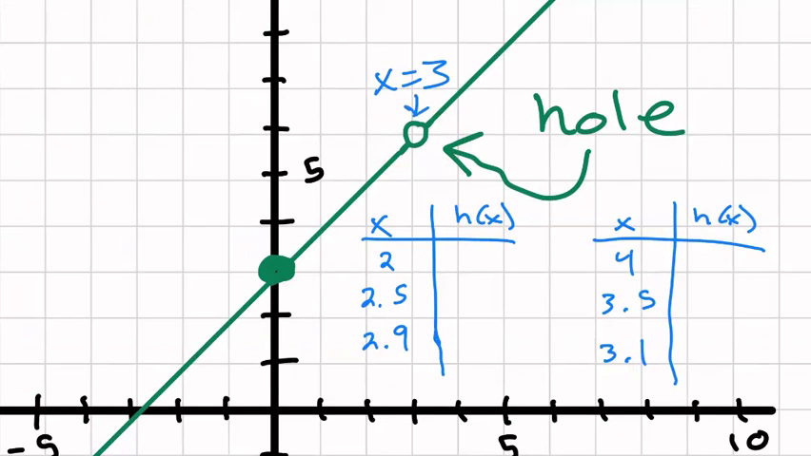Our tables here, if we start plugging stuff in, should approach 6. Because as we just said, we can definitely do 3 plus 3. With that said, then, as we look through this process here, if we plug in a 2, we get 5. If you plug in 2.5, you get 5.5. And if you plug in 2.9, you get 5.9. And keep in mind, what I'm using here is h of x equal to that x plus 3, where x cannot be 3.